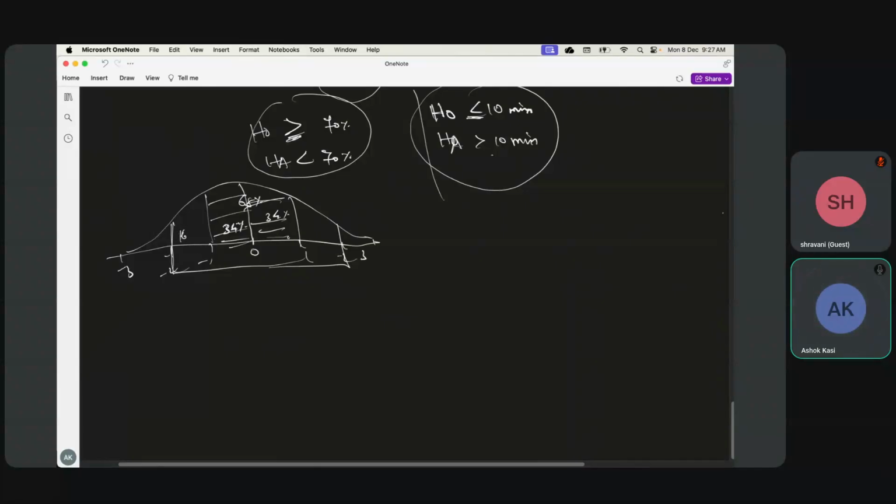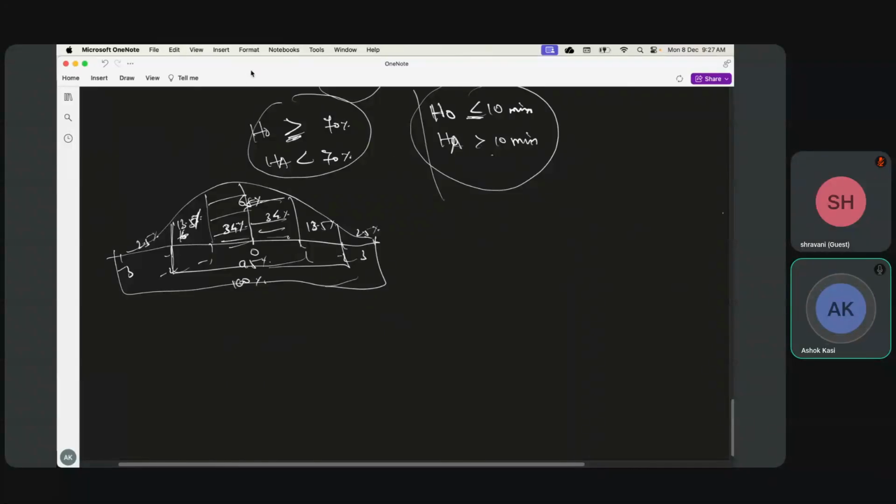Then this is 13.5% and 13.5%, so in total this covers 95%. This is 2.5 and 2.5, so this will cover 100%. In fact, 99.95, but let's just round up to 100%. So this also you should know.